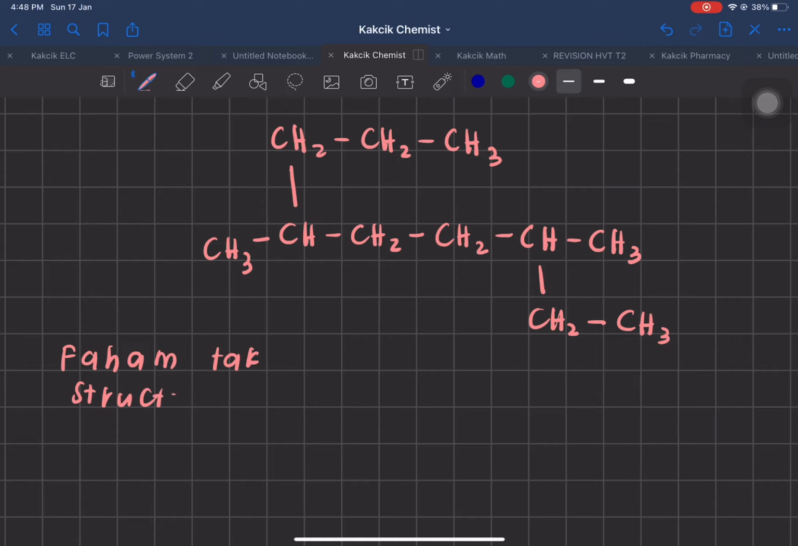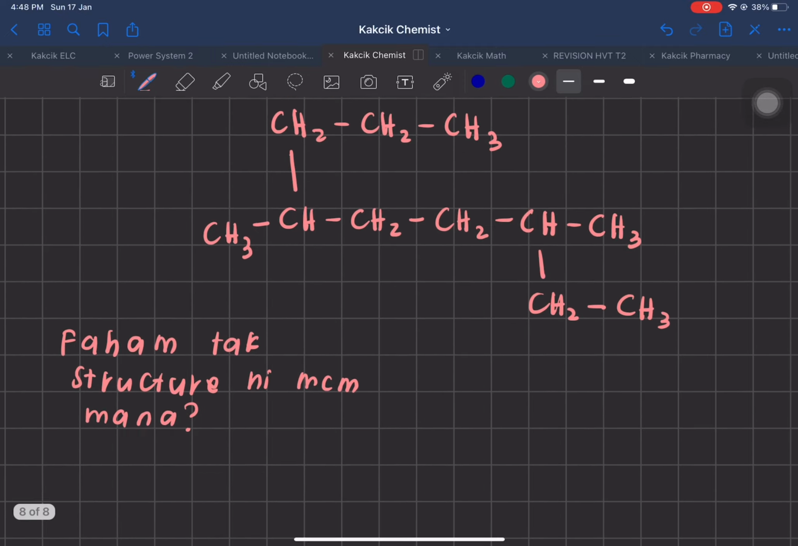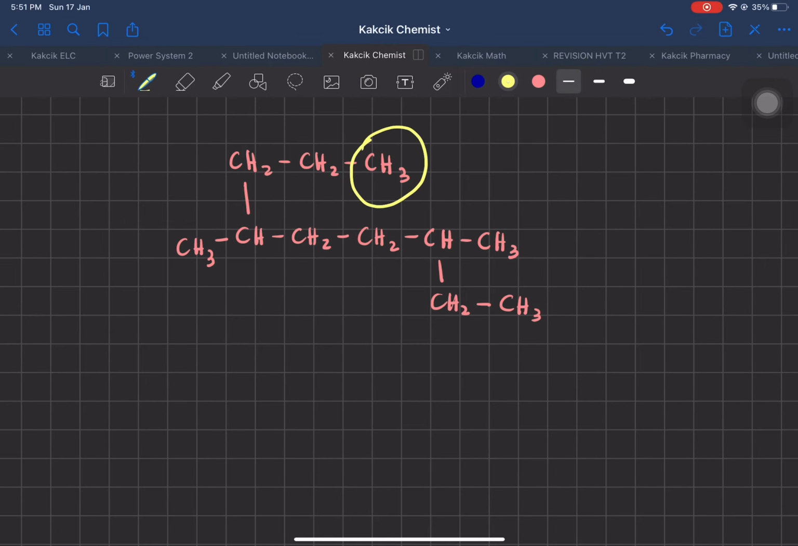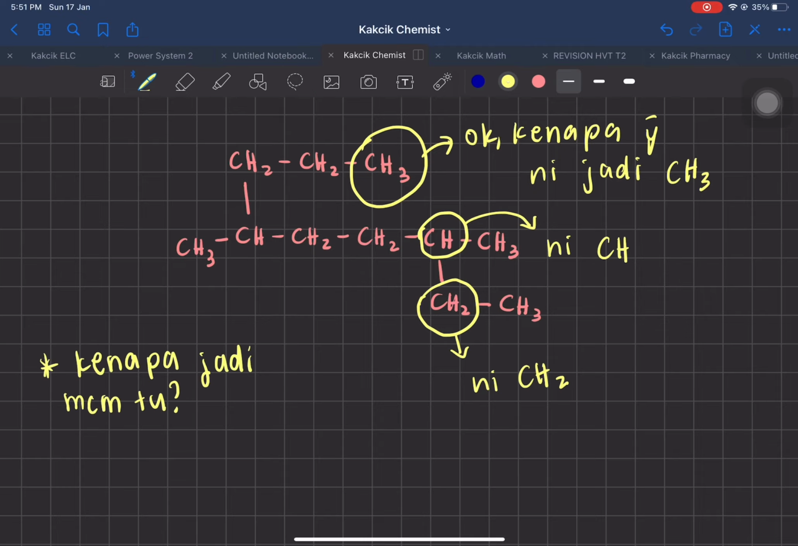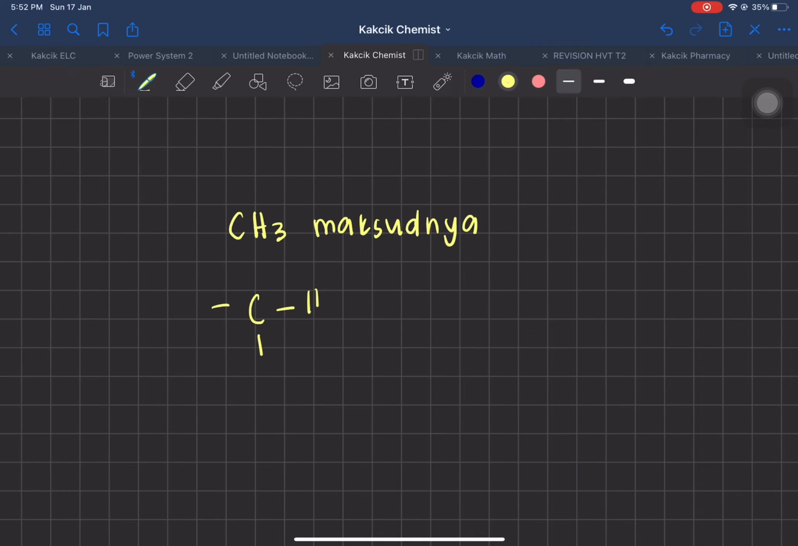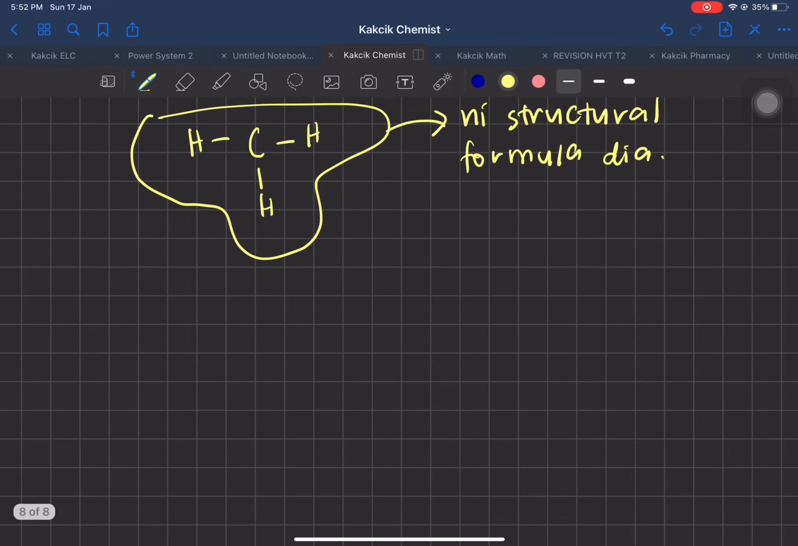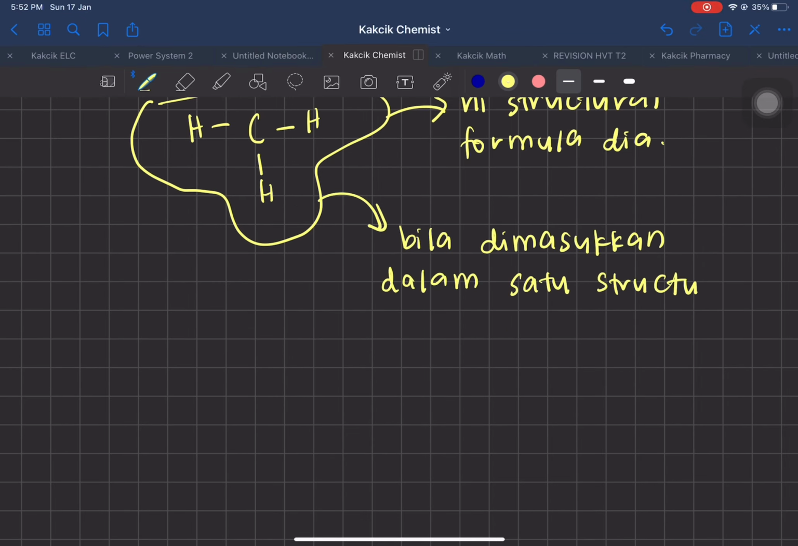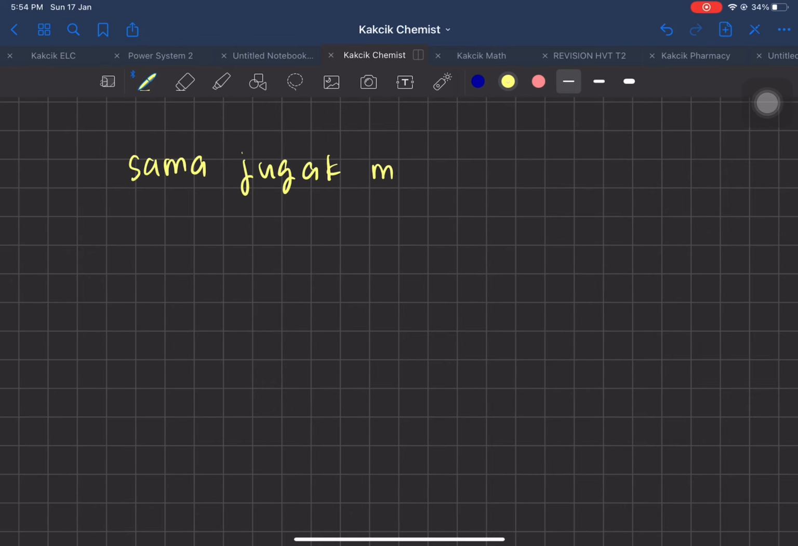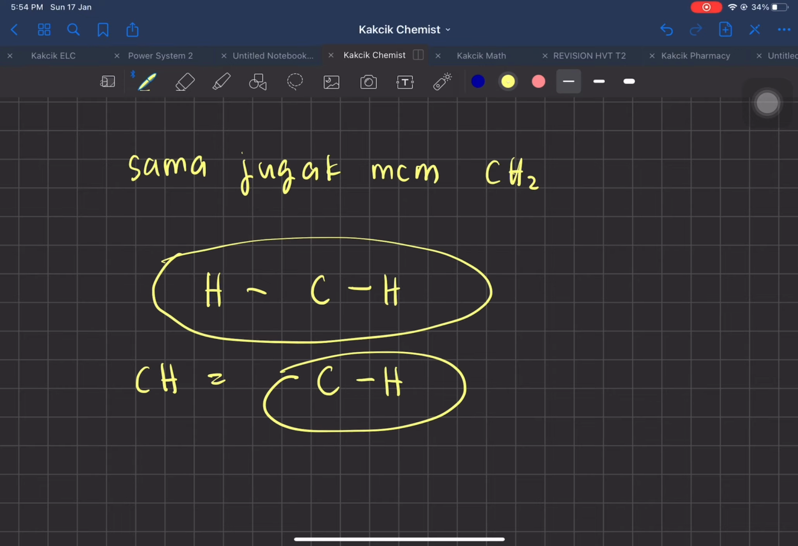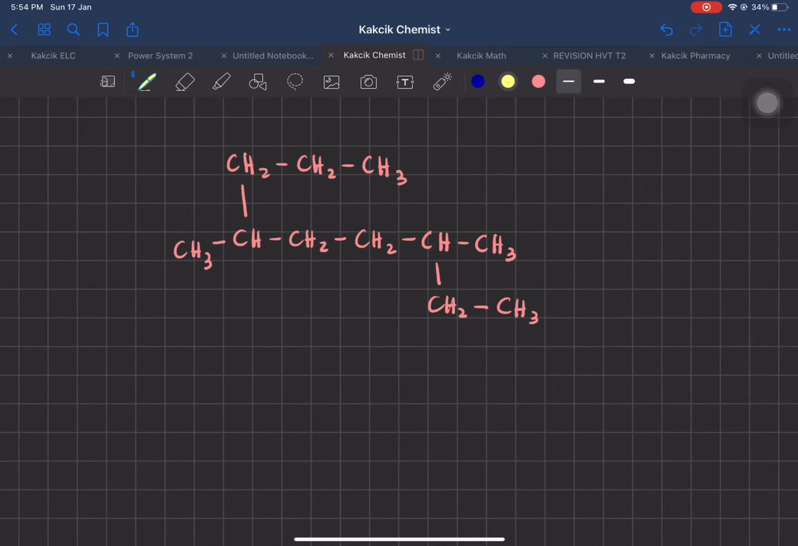if you don't understand kenapa yang bulat tu jadi CH3, CH or CH2. Okay, CH3 maksudnya ada 3 H, ada 3 atom H. So bila dia dah masukkan dalam satu structural formula, dia akan singkatkan, so akan jadi CH3. So that's all for other juga. CH pun sama juga. CH sebab dia ada satu je H, and also CH2 dia ada 2 H. Okay, faham tak?